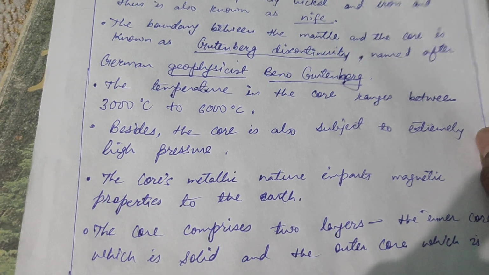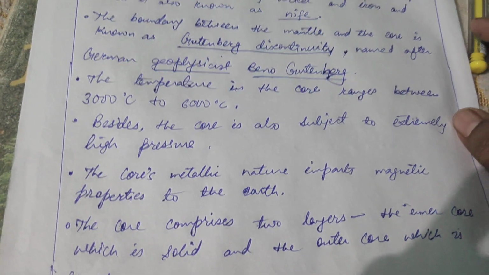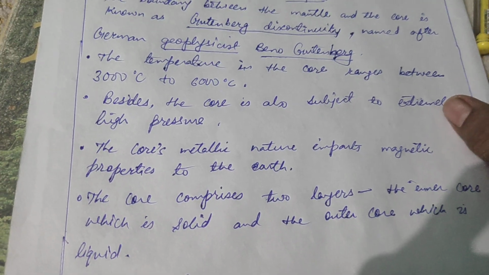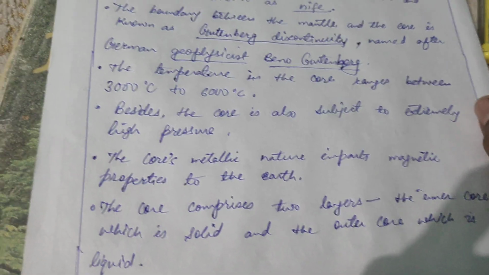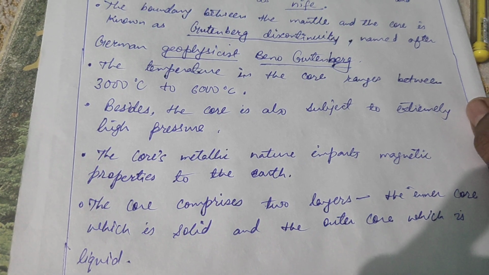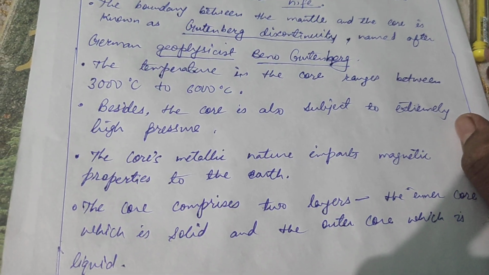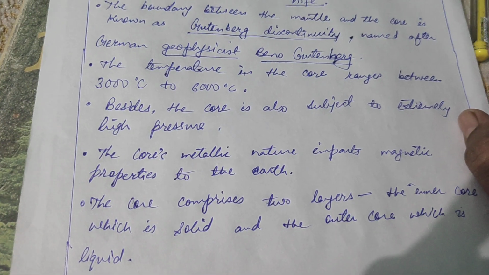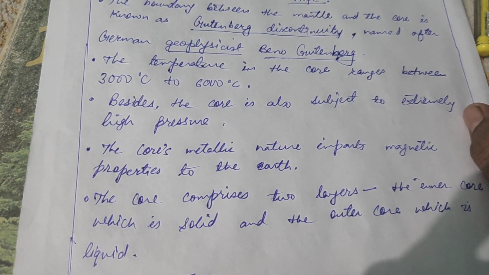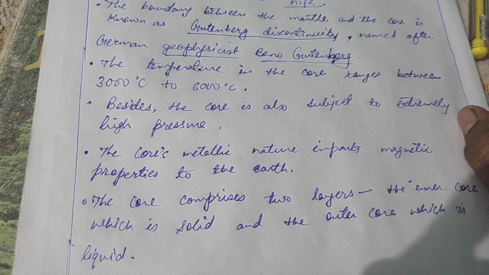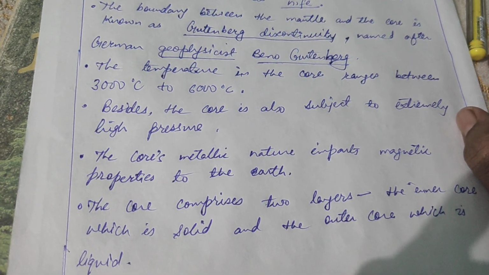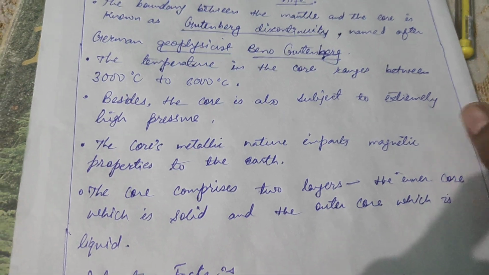And the core comprises two layers, the inner core which is solid and the outer core which is liquid. Remember this, the inner one is solid and the outer one is liquid. The inner one is solid because of the presence of extreme heat and pressure. This extreme pressure makes the molten matter convert into solid form.